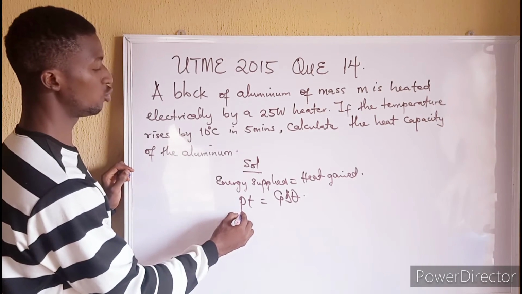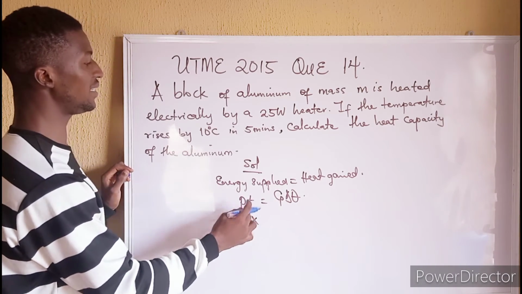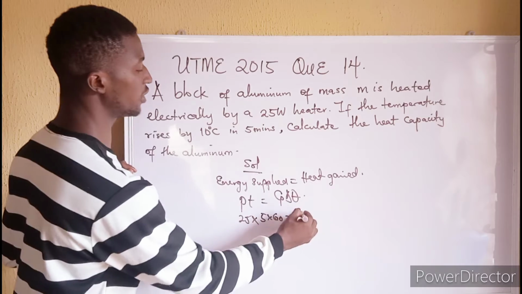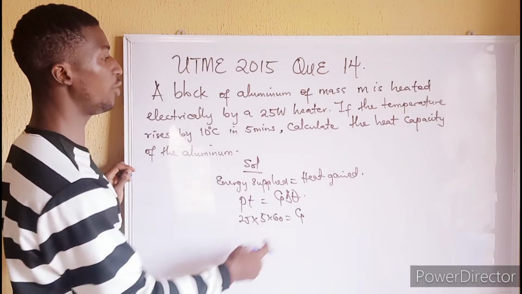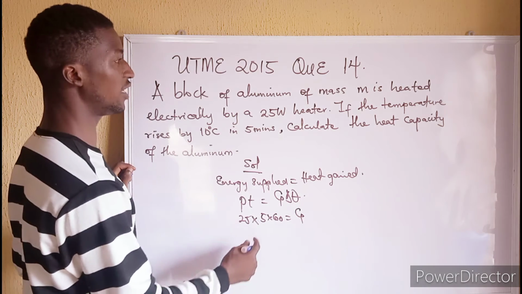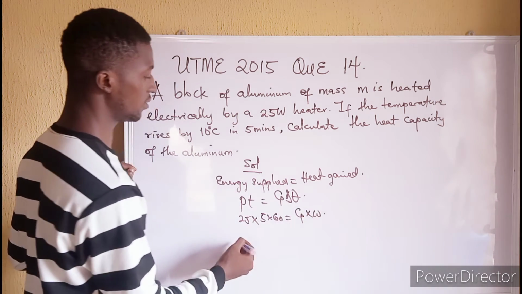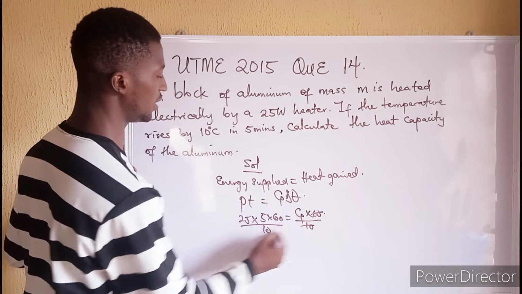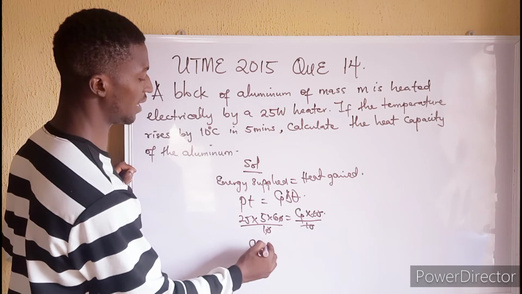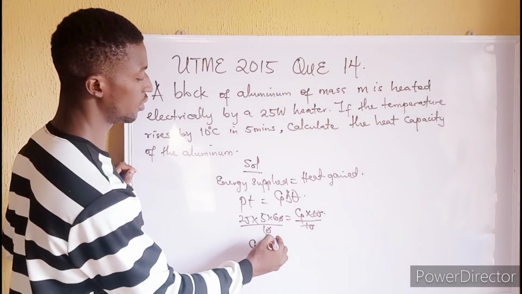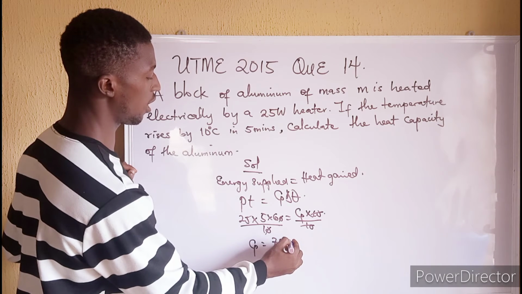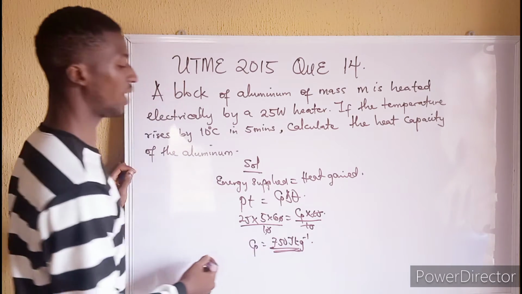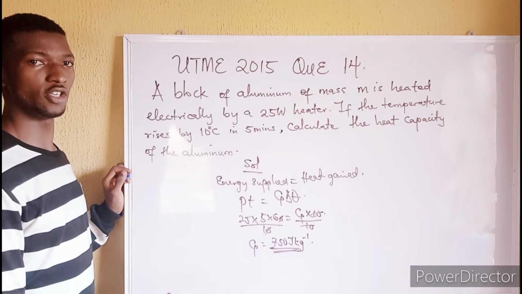Now power is said to be 25 watts and the time is said to be in 5 minutes, which is 5 times 60 when you convert to seconds. We are looking for the heat capacity, and here we have the change in temperature. The change in temperature is said to be 10 degrees Celsius, so I'll multiply by 10. From this particular expression, when we divide by 10, this will cancel this, 0 will cancel 0, and I have my CP to be 25 times 5 times 6. That will give us 750 joule per kilogram. This is what we refer to as the heat capacity of the aluminum.